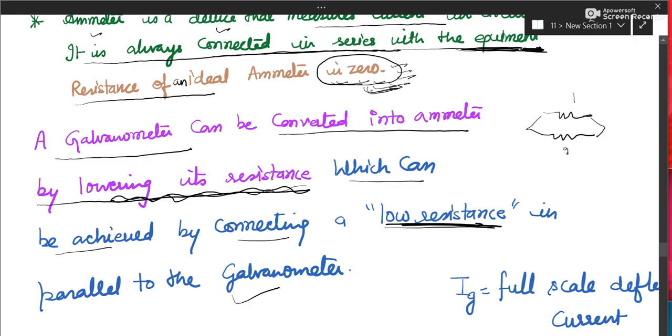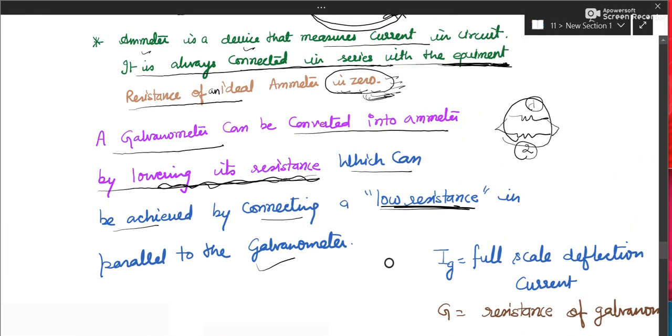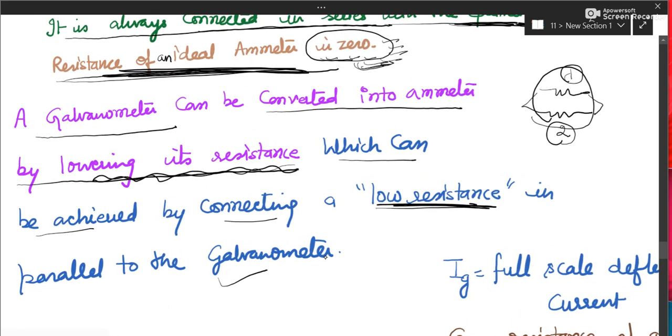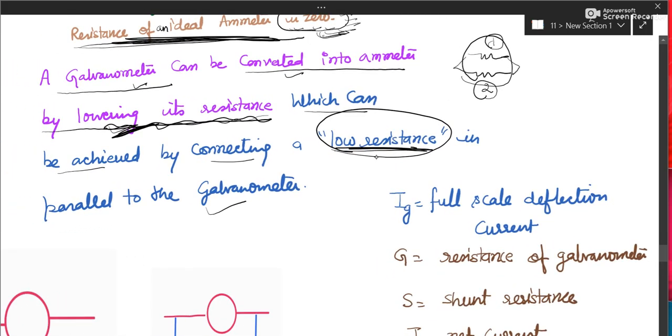Suppose it is 1 and it is 2, so the net resistance will be lesser than the least. This line is important: because the resistance of an ideal ammeter is 0, a galvanometer can be changed into an ammeter by lowering its resistance. How to lower it? You connect a very low resistance in parallel, and that low resistance is called shunt resistance.